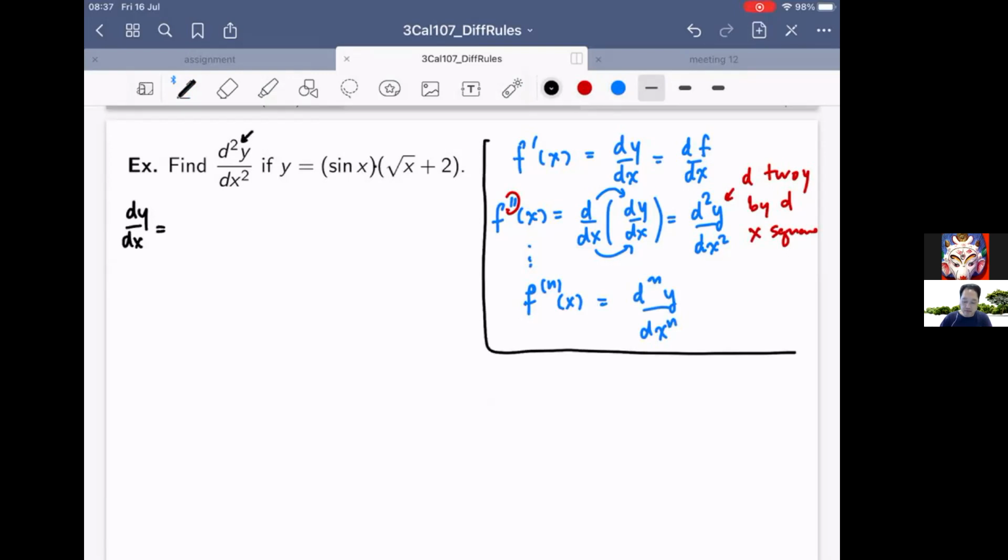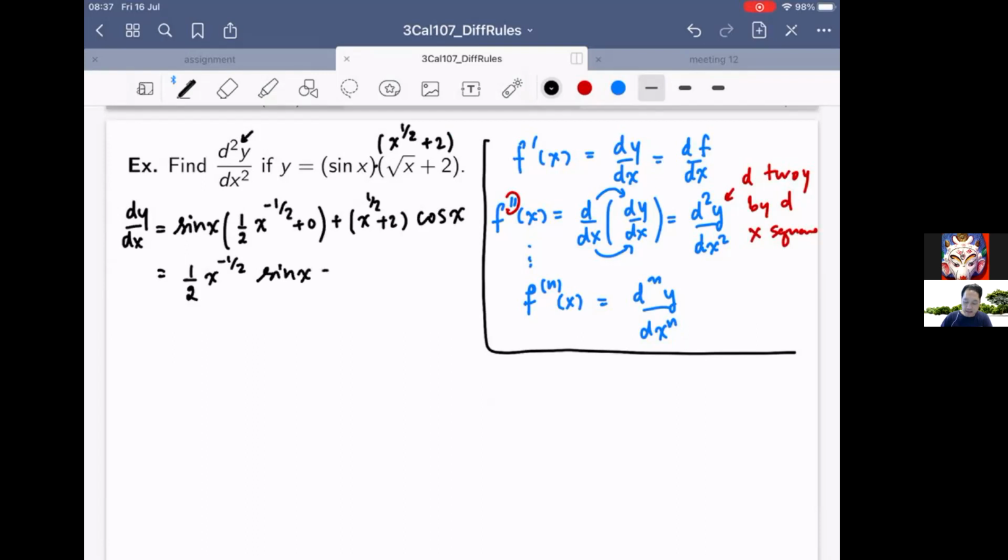First of all, you can see that there are two functions multiplied. This one we can rewrite into x raised to the power 1/2 plus 2. So you use the product rule, right? So it is the first, times the derivative of the second, which is 1/2 x raised to the power negative 1/2 and 0, okay? And then plus the second, which is this one, times the derivative of the first, which is cosine. If you want, you can simplify a little bit. It will be 1/2 x raised to the power negative 1/2 times sine of x, plus this one, 2 cosine of x.